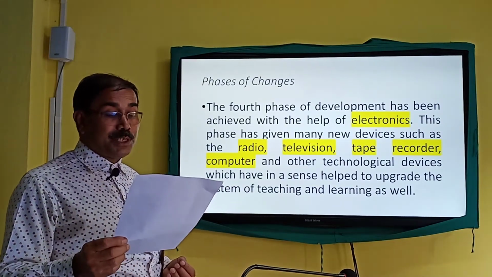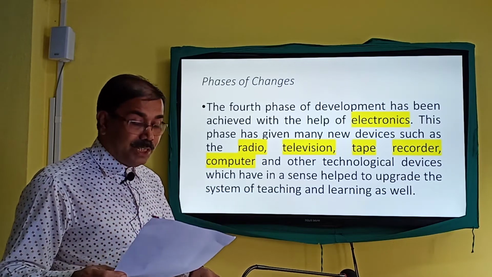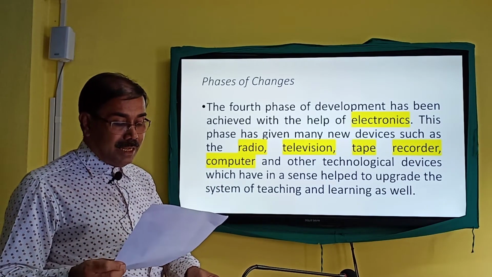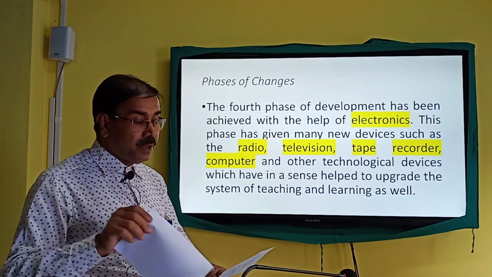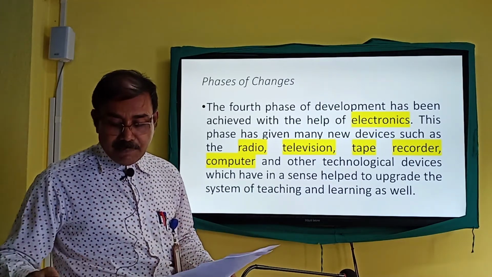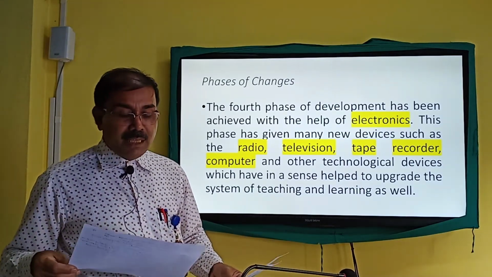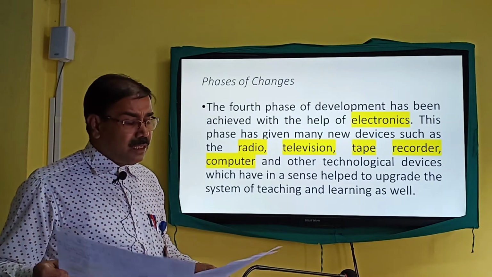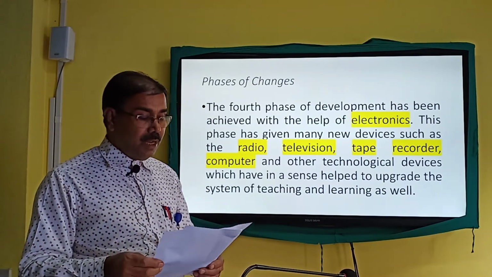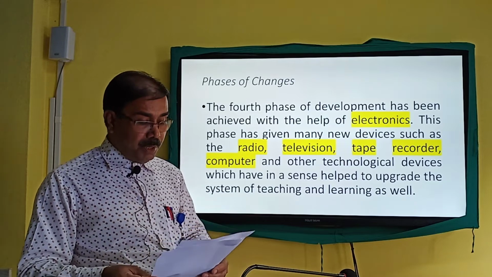And thenceforth, surprisingly, the computer came to human society, and just after the coming of the computer, many changes have taken place in human society. And if you study the computer, then you will get a long history of the computer.